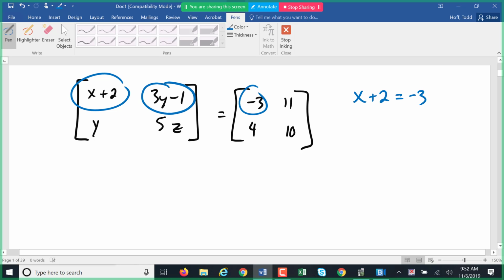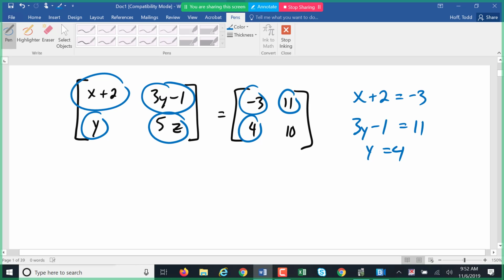I know that 3y minus 1 has to equal 11. I know that y has to equal 4, and that 5z has to equal 10. Now this is not a complex system of equations because each equation can be solved on its own. First of all, y equals 4. If I test that up here, 3 times 4 is 12 minus 1 is 11. So y equals 4 works for that element as well.